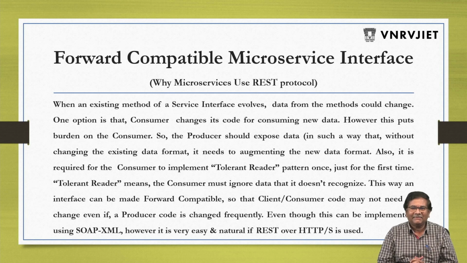When an existing method of a service interface evolves, data from the methods could change. That's right. One option is that the consumer changes its code for consuming new data. However, this puts a burden on the consumer.